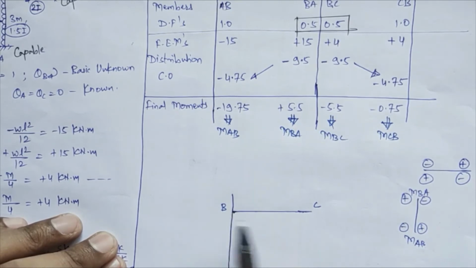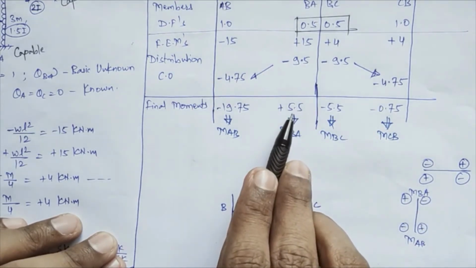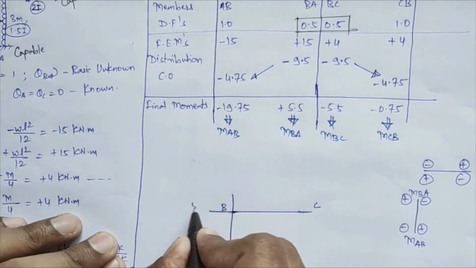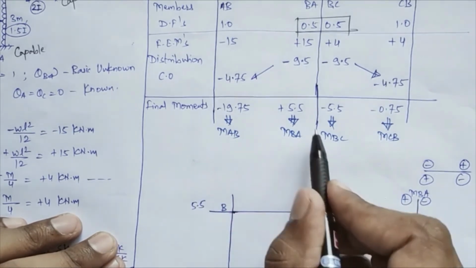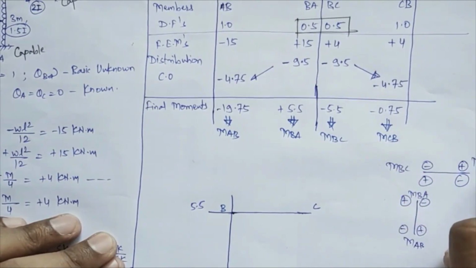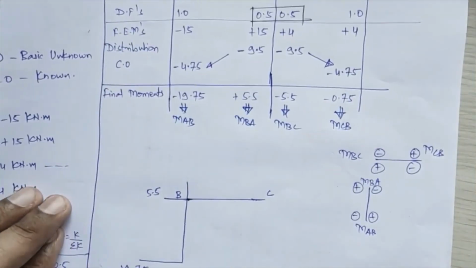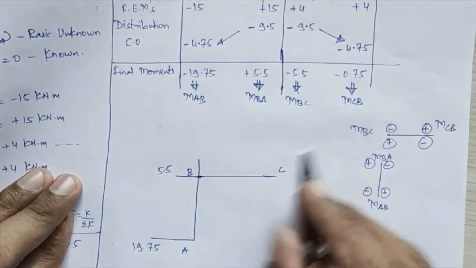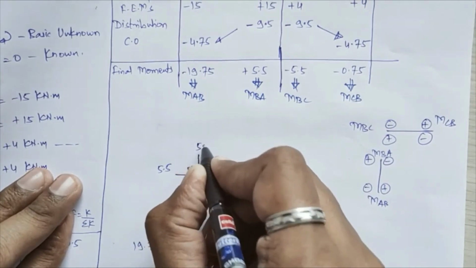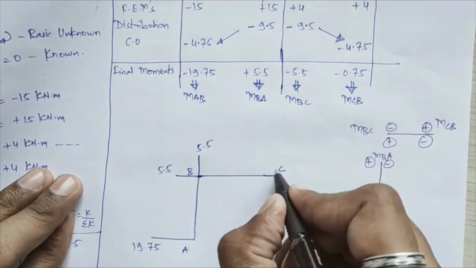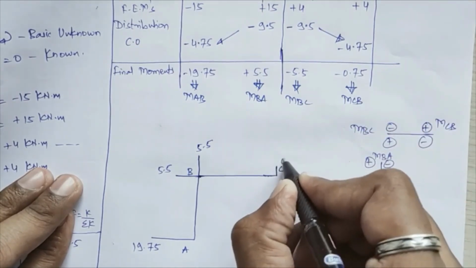19.75. Same way, the BA moment you are getting as plus 5.5, plus it is, so again it will be plotted on the outward side. So this comes again 5.5. Now BC, that is your horizontal member. Here you get MBC, here you get MCB. MBC is minus, so it will be plotted on the upward side. And whatever CB value I am getting, that is almost 0, but I'll write some value here, that is 0.75.